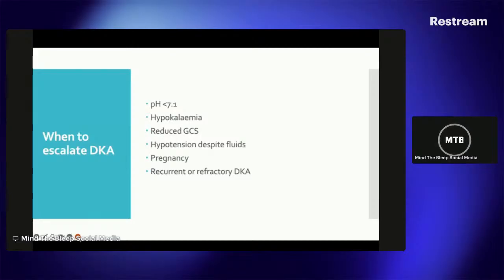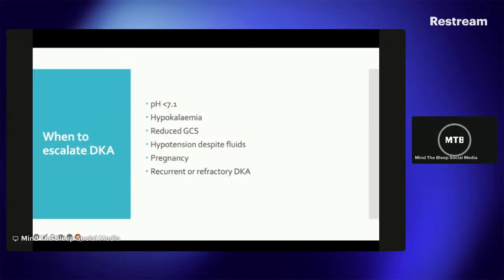And in terms of when to escalate DKA, we have a very low threshold for ICU involvement. Just because a patient has got into a worse condition, it doesn't mean that your management is bad. It sometimes does happen, even if we have done all these steps early on in terms of escalation.